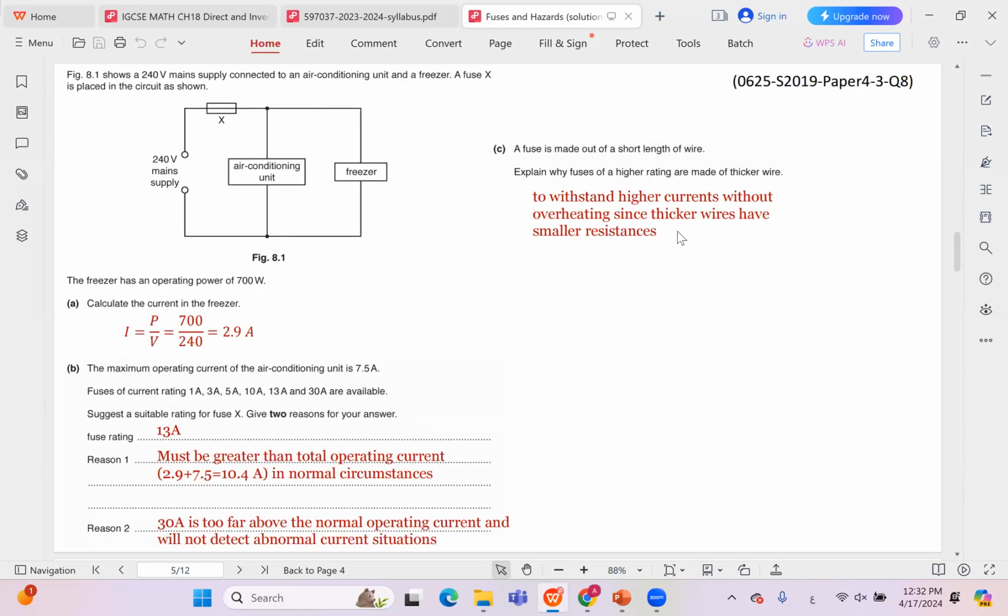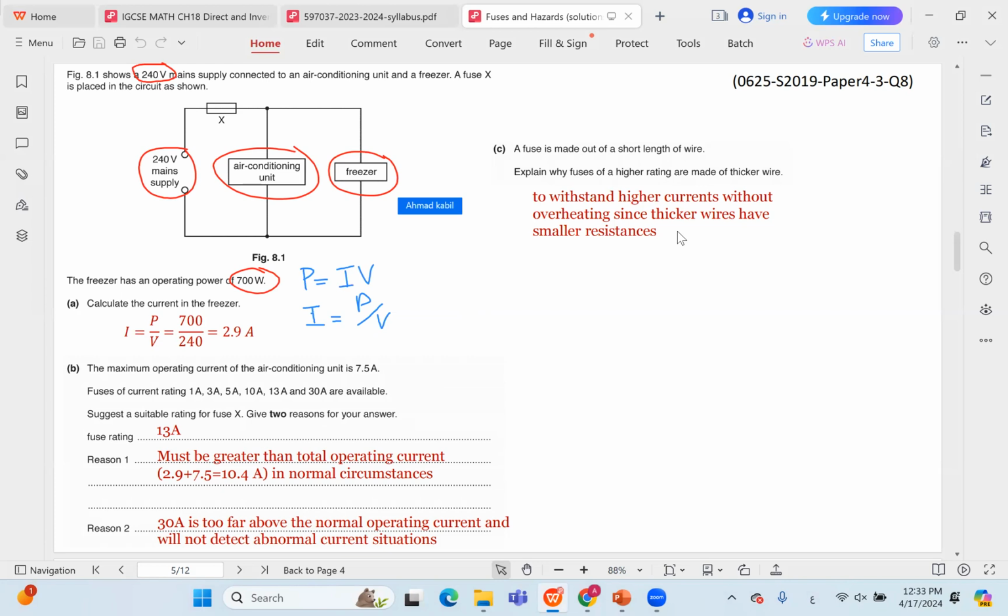So again, to get the current, you use the equation P equals IV, which can be rewritten as I equals P over V. We are given the power, 700 watts, and we are given the voltage as well, 240 volts. So how do we know that 240 is correct here? Simply because the mains supply is 240, and these two units are connected in parallel.